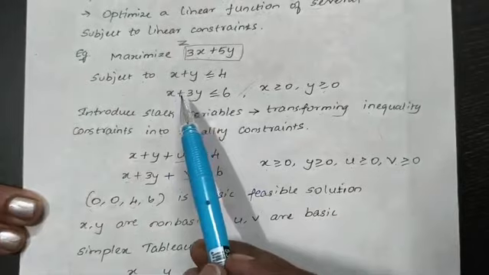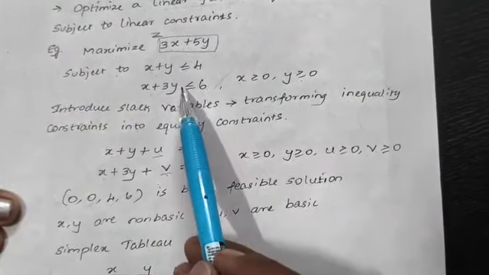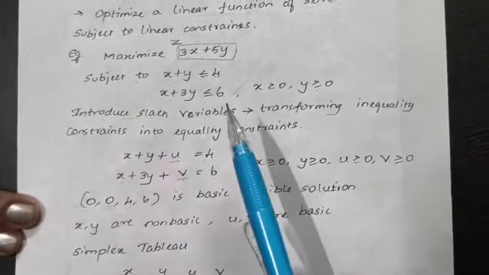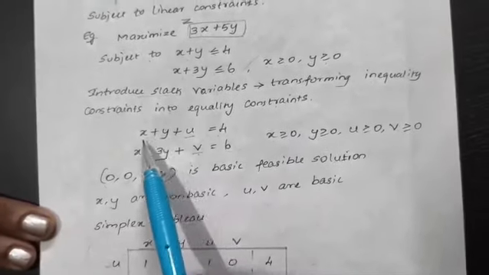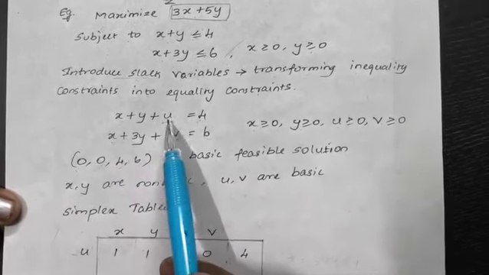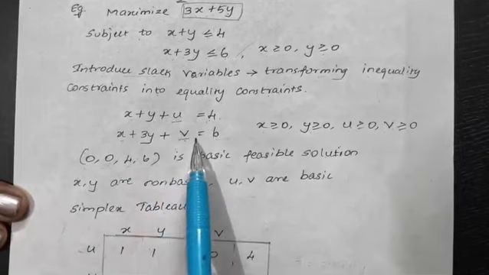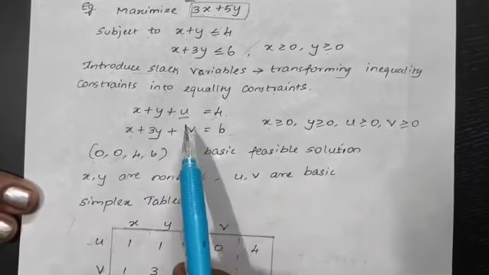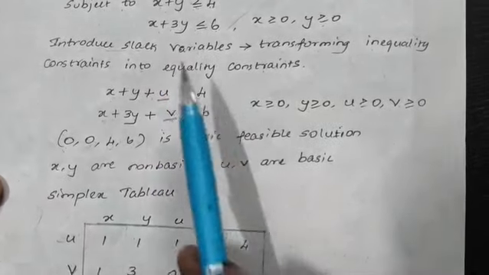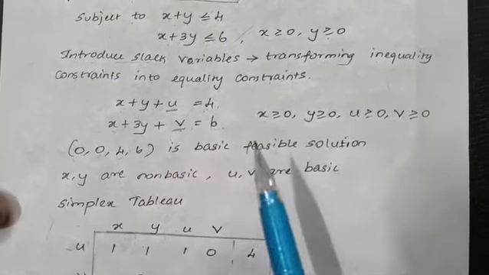For this, we can start the simplex method by transforming the inequality constraints into equality constraints. For that, we have to introduce slack variables. Now the inequalities are transformed into equality constraints: x plus y plus u is equal to 4. Likewise, x plus 3y plus v is equal to 6. Here we are using two slack variables, u and v, for these two constraints. If we had three constraints, we would introduce a third slack variable.